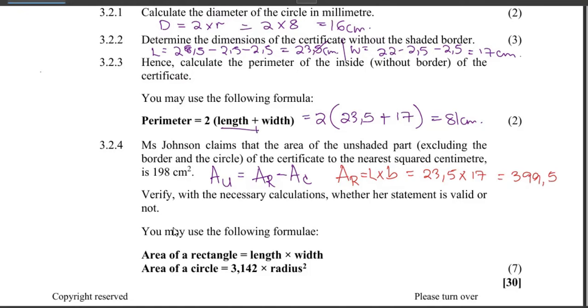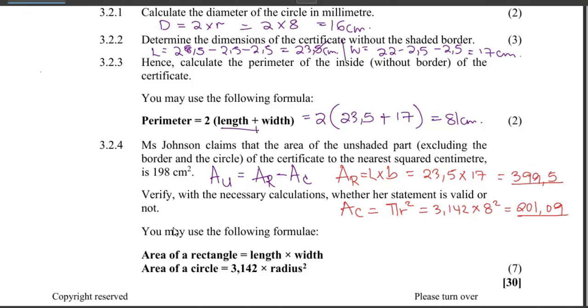Then go ahead and look for the area of the circle. Remember, a circle is pi r squared, which is the same as 3,142 times 8 squared. This gives you 200,09. This is the area of the circle. That's the area of the rectangle.